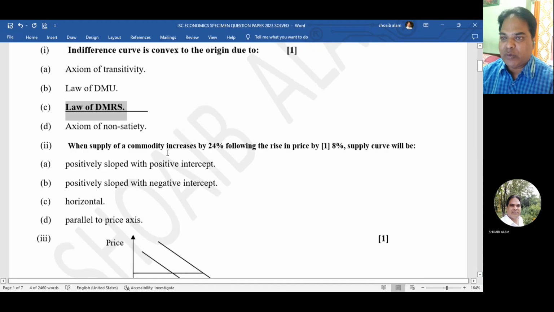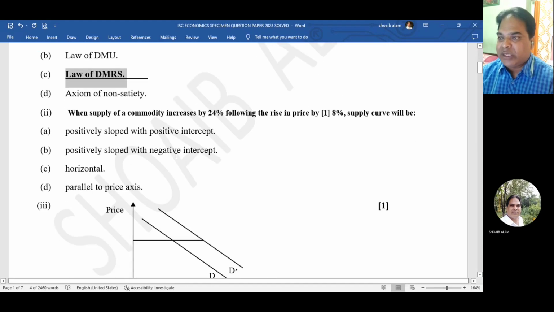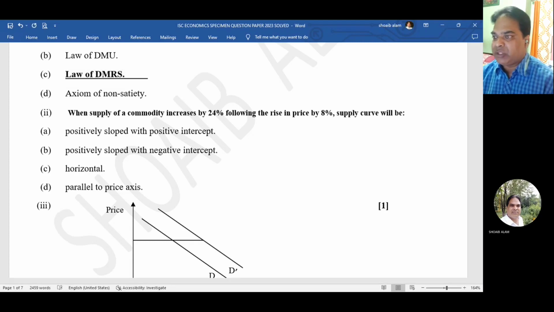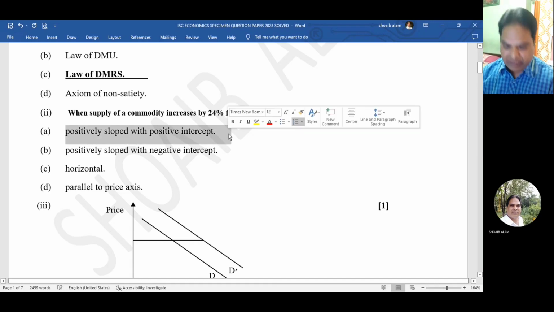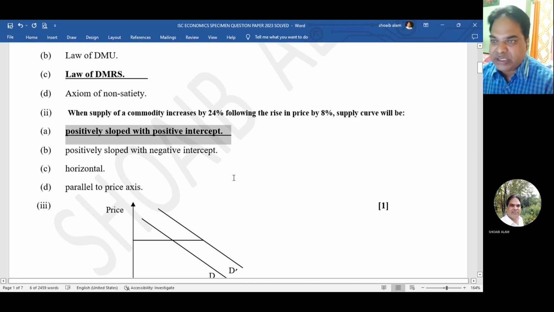Now let us move on to number 2. When supply of a commodity increases by 24%, following the rise in price by 8%, the supply curve will be positively sloped with positive intercept, positively sloped with negative intercept, horizontal, or parallel to price axis. So the correct answer will be A, positively sloped with positive intercept.